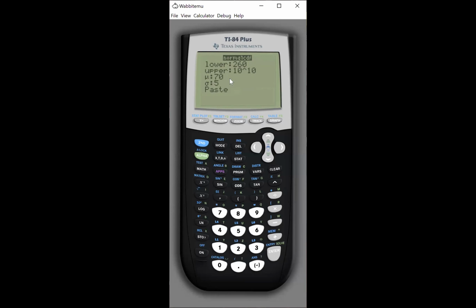You do mu, where mu is 266. And you do sigma, which is 2.26. Then you go over here where it says paste. You go to enter. And if you look at it, we get 0.996.